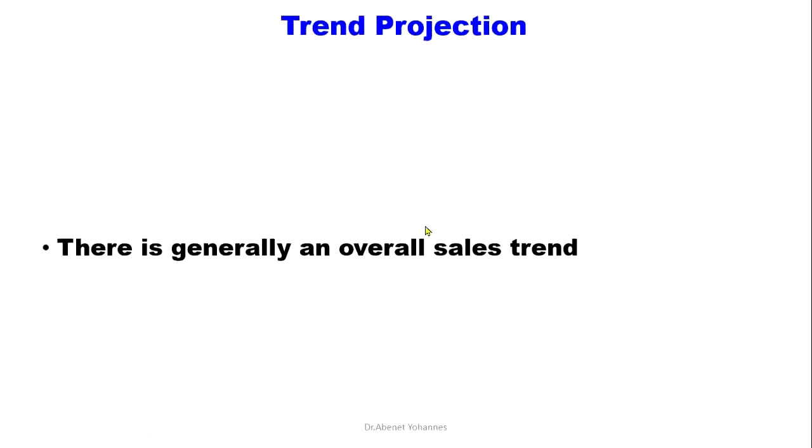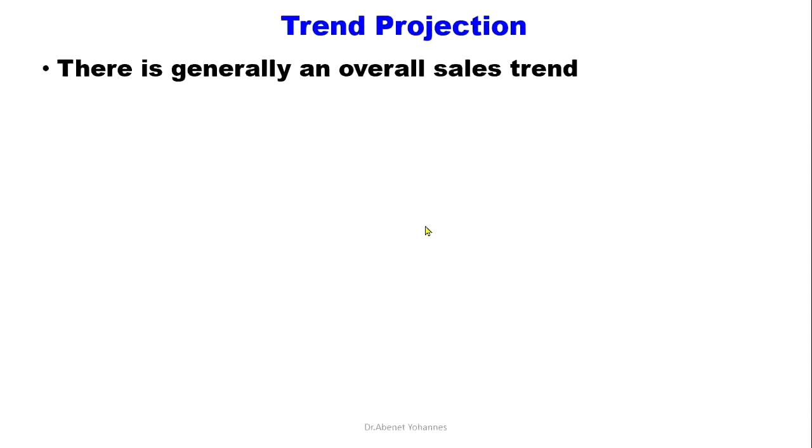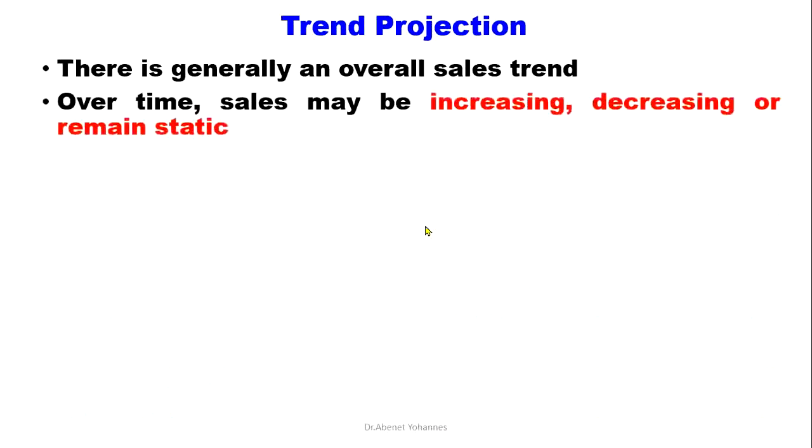The last method is trend projection. There could be generally an overall sales trend. Sales may be increasing, decreasing, or remain static.